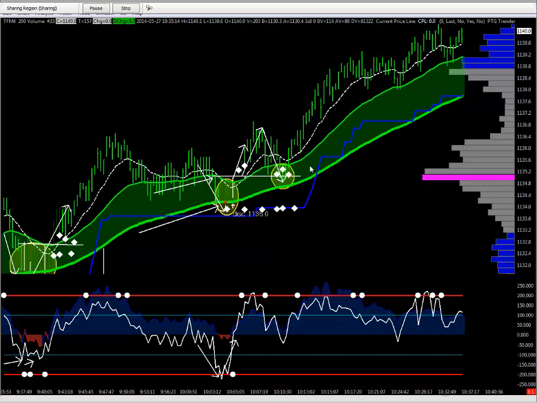Now, one thing I want to add here is that the 13 EMA, we refer to that as the lead line.